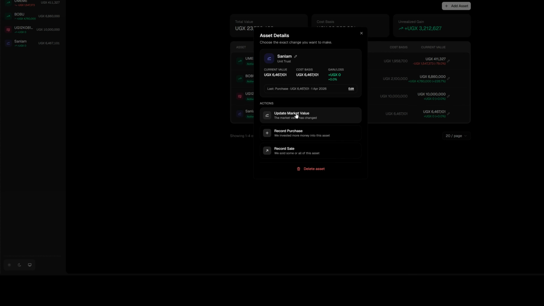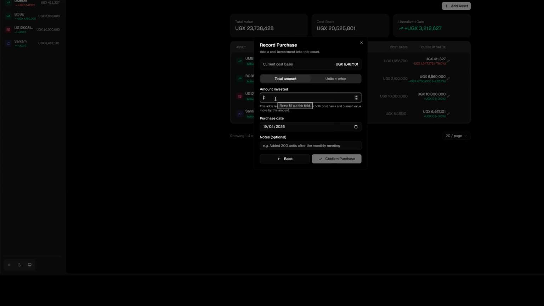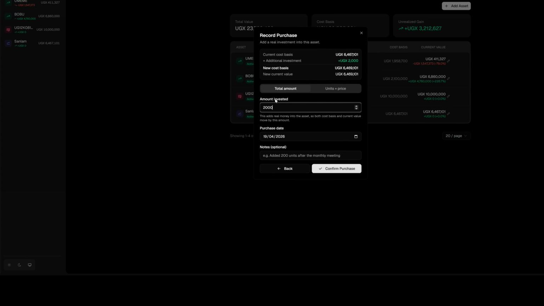And instead of update market value, I'll record a purchase. And the amount invested is 2 million. And the purchase date is today. I'll confirm purchase.